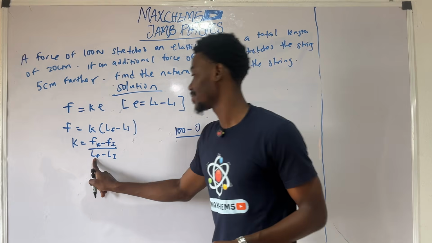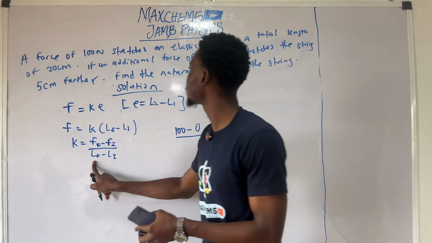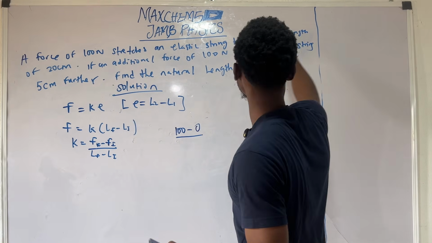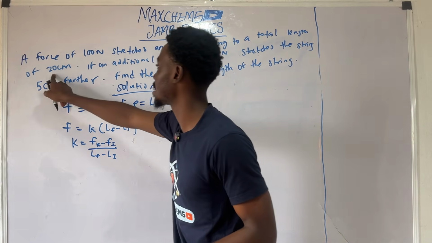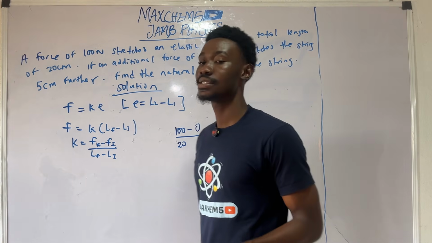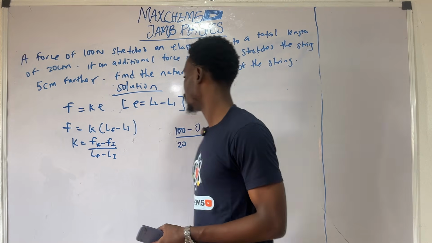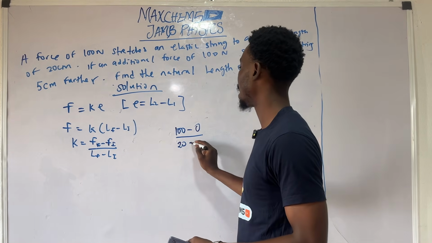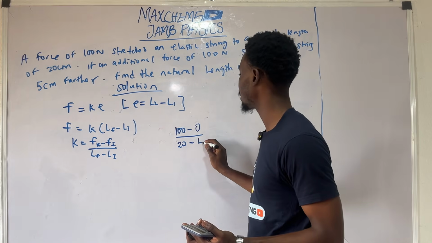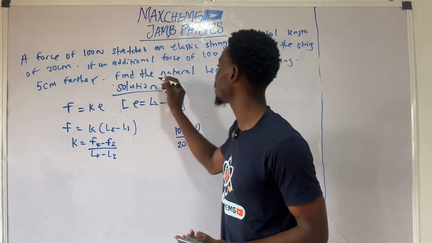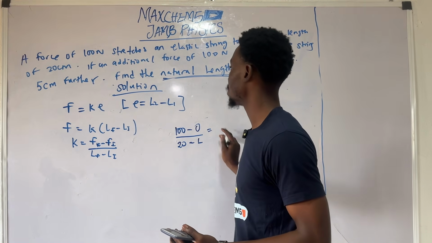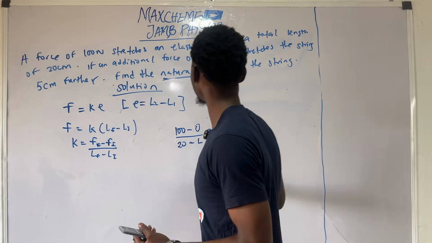Over, now, the final length of that material. When the material was stretched by 100 Newton force, it was stretched to a final length of what? Of 20 centimeter. What's the initial length of that material? Now we do not know the initial length of that material, so we call it L. The initial length of that material is the natural length we are being asked to find here. So it's equal to, what else?